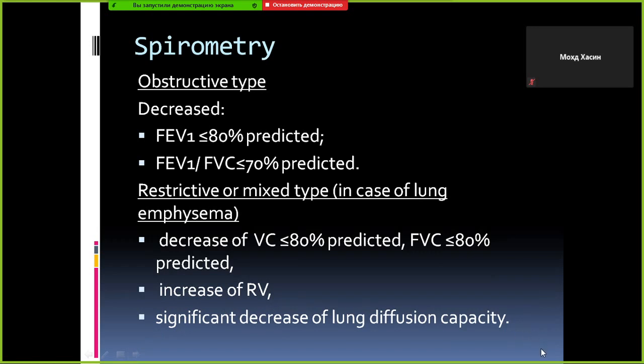And spirometry, of course, we need spirometry to confirm the diagnosis of COPD. And once again, we may detect obstructive type of spirometry or restrictive type of spirometry in case of lung emphysema. Or more often we may detect combined or mixed type of ventilation disorders in case of COPD.